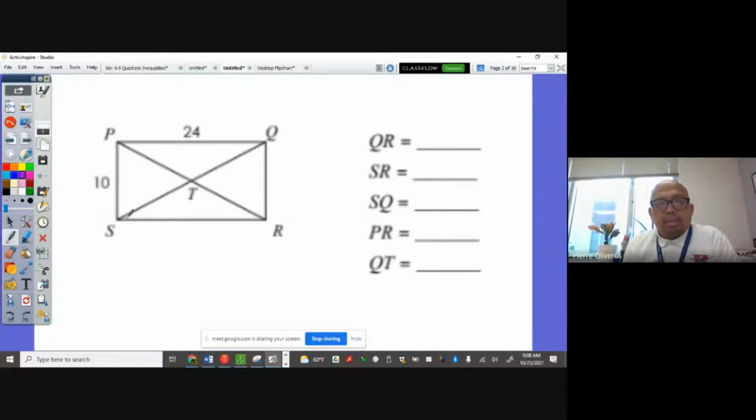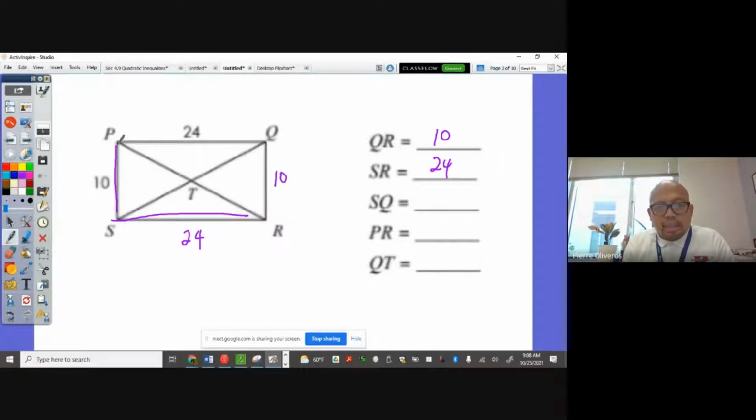So again, this is my rectangle PQRS. If this is 10 here, I know that this is 10. If this is 24 here, I know this is 24, right? And QR is 10, SR is 24, SQ, which I do not know yet, PR, I do not know yet, QT, I do not know yet. So how do we do this one?